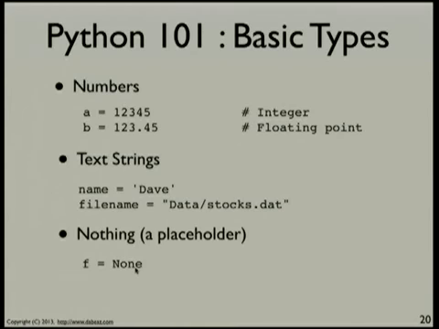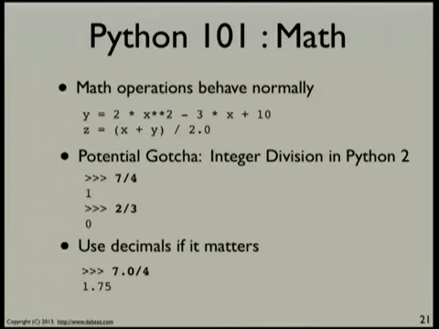None is something that you'll see as a placeholder. It just means nothing. It's like, oh, this is a variable. It doesn't have a value of interest right now. So those are some of the basic types.